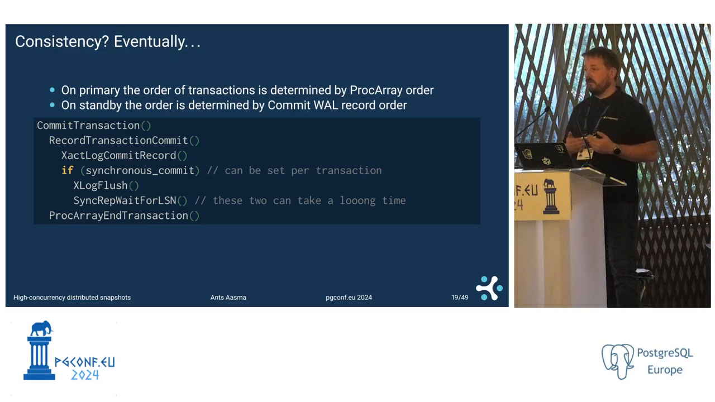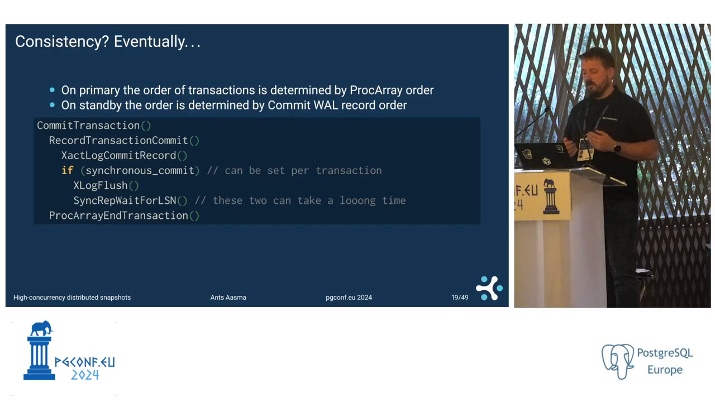But we also have this synchronous commit feature where we can decide per transaction that we don't want this wait. We are happy with the transaction going away if there is a crash. Or not happy, but at least we are willing to accept that it might go away. And in those cases, we skip the wait for the transaction log. So we just commit and make it visible immediately on the primary.